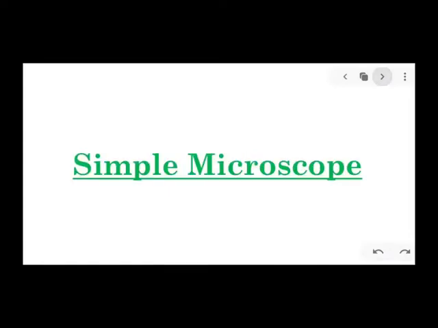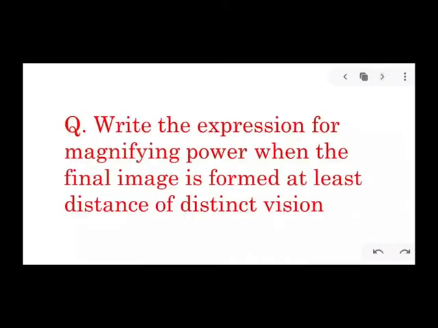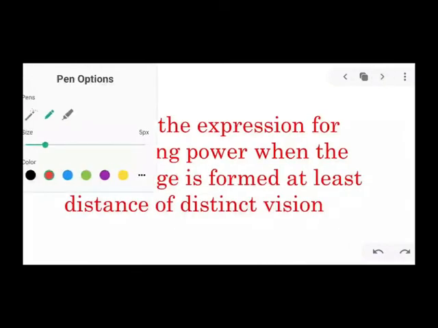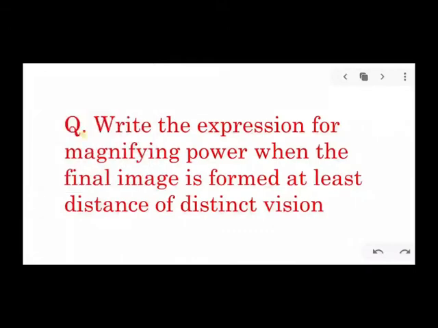Okay, class. Today we will discuss simple microscope. A simple microscope is just a convex lens of short focal length held close to the eye. In today's class, we will write the expression for the magnifying power when the final image is formed at the least distance of distinct vision.